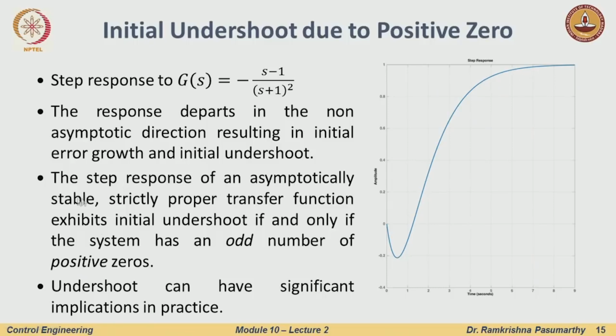So, the step response of an asymptotically stable strictly proper transfer function, strictly proper, right? This is a little important. For proper transfer functions, something else might happen, and we will not worry about that at the moment. So, the observation is that the step response of an asymptotically stable strictly proper transfer function exhibits an initial undershoot if and only if it has an odd number of positive zeros. Again, we will not really do the proof of this one, but if there are odd numbers of positive zeros, we expect a trend like this.